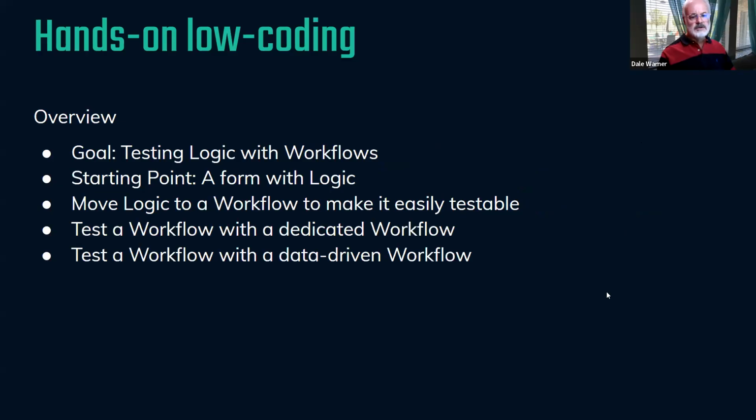So for our goal today, where are we going? We want to be able to test logic, test your business logic, and we're going to do that by focusing on workflows. We have a nice starting point. I've got a form with logic that's pretty easy to explain, and so we'll take a look at that. We're eventually going to move that logic from being within a form on a button to putting it into a workflow, and that's going to make it more easily testable. And then we'll test that workflow using another dedicated workflow. So you click on a button, it tests one workflow, tests another, and gives a result, pass, fail.